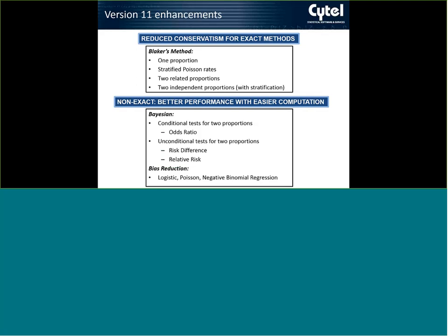So this provides an additional tool in the kit that allows investigators, if they are looking at the risk difference or the relative risk, an option if the exact version is very computationally hard. In LogXact, in this category, there's been a new option added for bias reduction for logistic, Poisson, negative binomial regression models. And this is important in cases where, for finite samples, the maximum likelihood estimator just doesn't work very well. And so I'll illustrate that here in a moment as well. But let's start with Blaker's method.